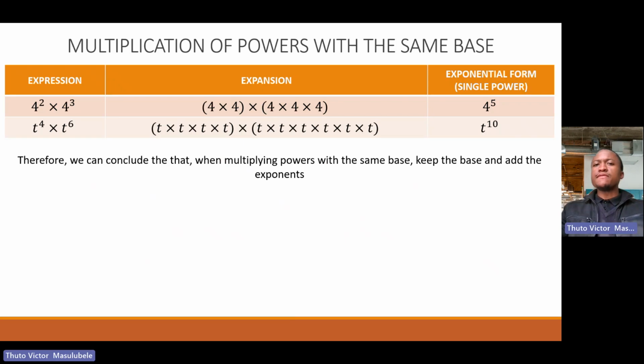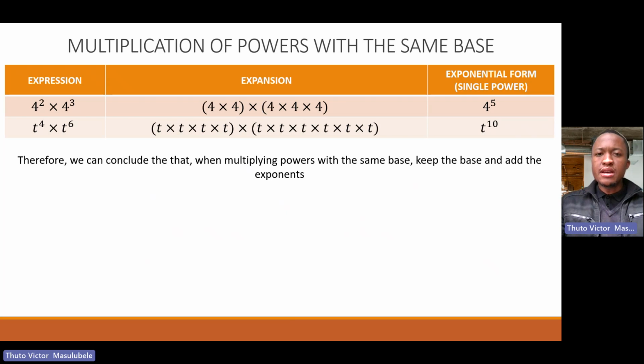Now, let us investigate the first law of exponents that says when you are multiplying powers with the same base, you keep the base and you add exponents. Look at the expression on the far left. We have 4 squared multiplied by 4 cubed. Now, if you were to expand out that expression, 4 squared will be expanded as 4 times 4, and 4 cubed will be expanded as 4 times 4 times 4.